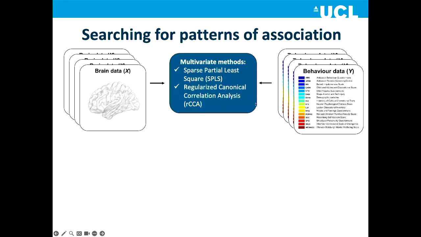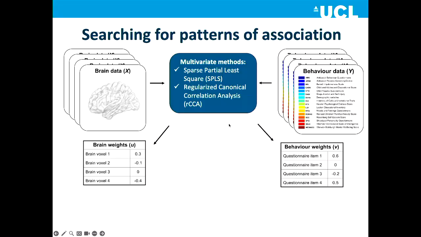But let's just go here, how these methods work. They work by finding pairs of weight vectors, one for each data type, such that when we project the brain data onto the brain weights, we compute brain scores, and then we project the behavioral data onto the behavior weights, we can compute these behavior scores, and the brain and the behavior scores are our latent dimensions. CCA finds these vectors to maximize the correlation between these scores, and PLS finds these weights to maximize the covariance between these two latent dimensions of the score.